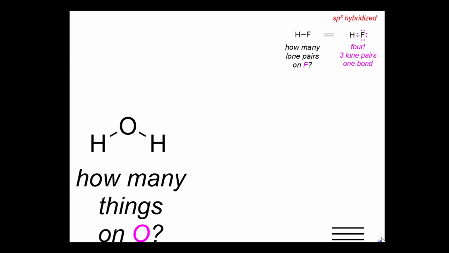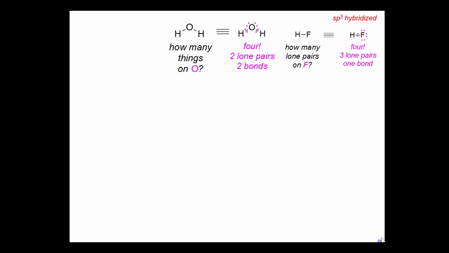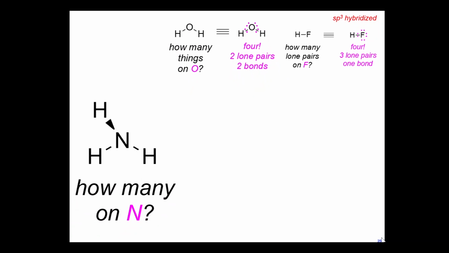Water. How many things, that means bonds and lone pairs, are on the oxygen? There are 4 things. How many bonds? 2 bonds. How many lone pairs? 2 lone pairs. 4 things means the hybridization state will be sp3 hybridized. We walk 1 step to the left, Yuan. The next element is nitrogen, and nitrogen with hydrogens around it. The simplest molecule is ammonia.